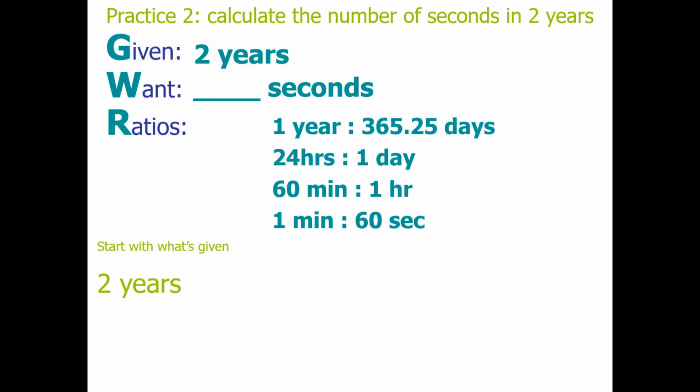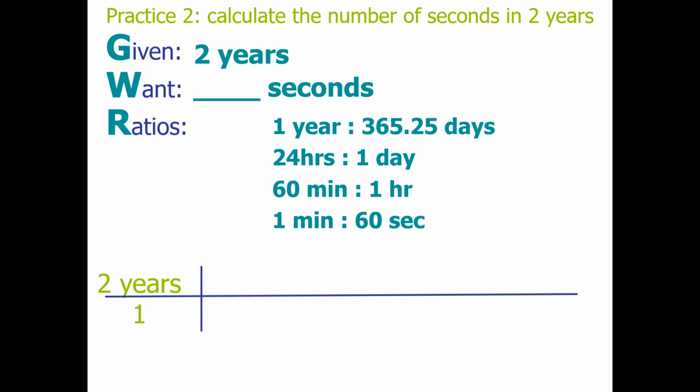Can start the problem with a given over 1. I want years to cancel with years, so this piece of the ratio is going to go in the denominator, and the other side of the ratio goes in the numerator. So remember, with dimensional analysis, with a ratio, everything that's a ratio is going to go above and below each other, and the way we know what goes in the bottom is that we want the units to cancel out diagonally. We want them to be the same diagonally.